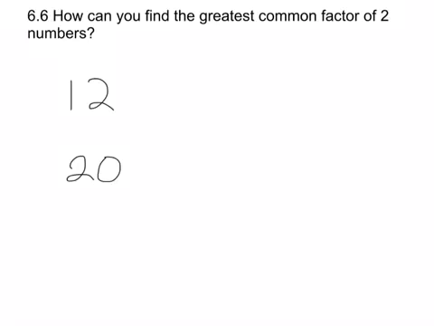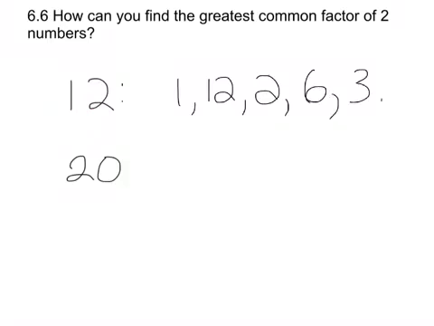Okay, our essential question for today is how can you find the greatest common factor of two numbers? And just to review, a factor is when you take any two numbers and multiply them together to equal that number. For example, I have the number 12 here, and factors of 12 are 1 and 12, 2 and 6, and 3 and 4.